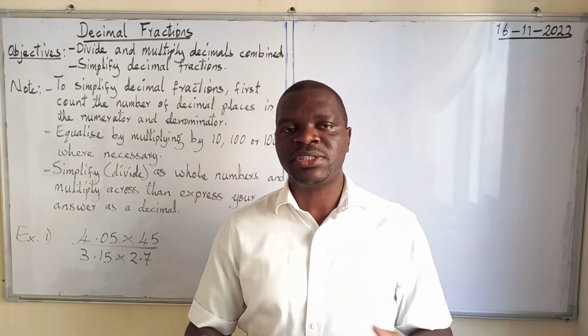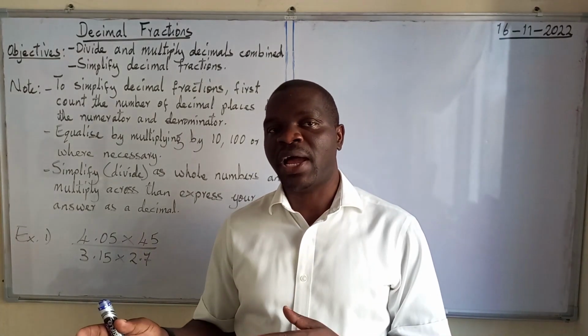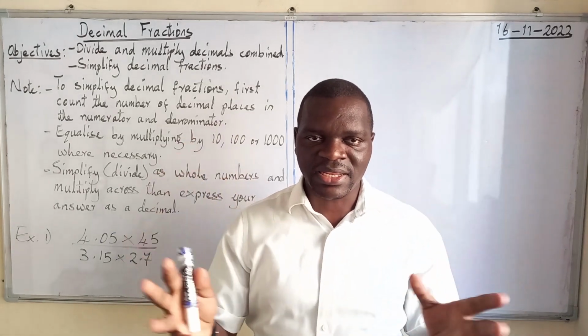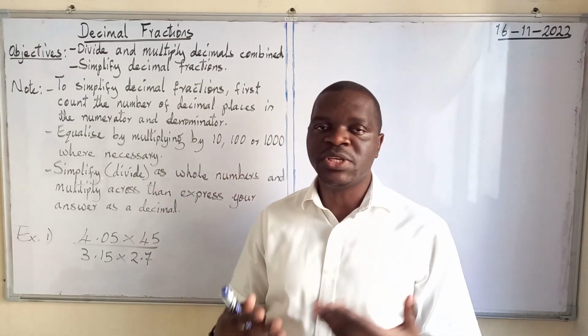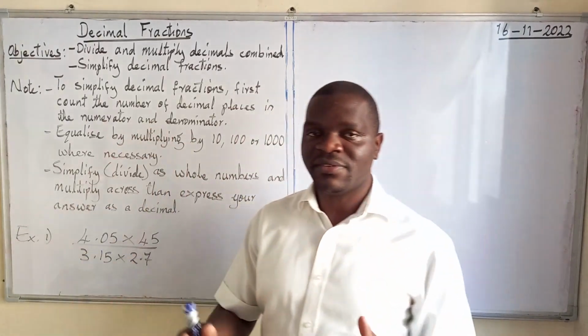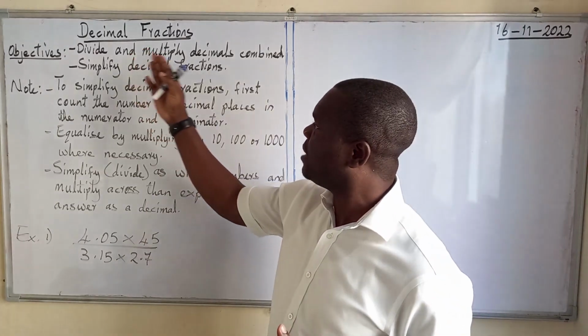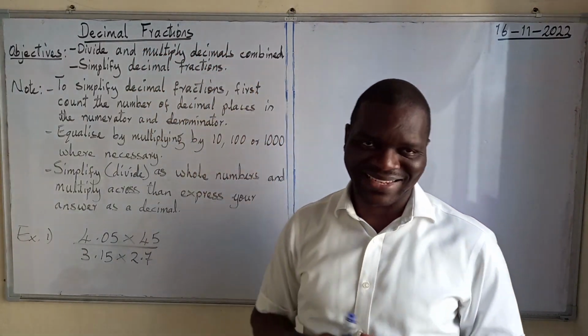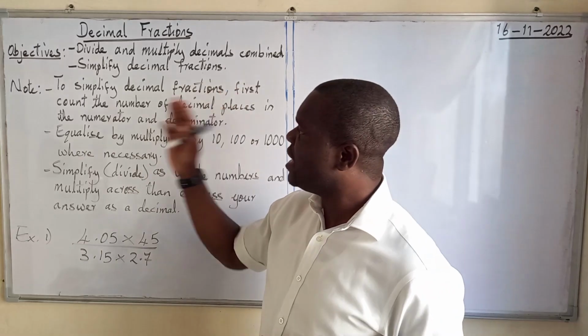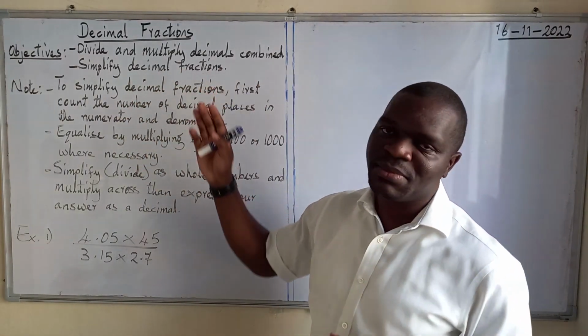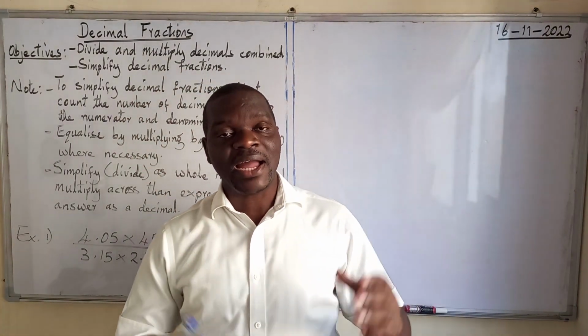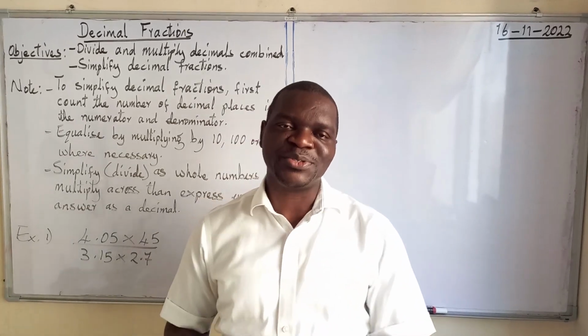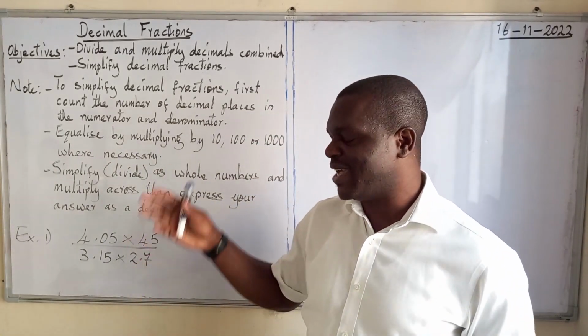These are a combination of decimals multiplied and divided in one problem. How can we solve this? First, by the end of the lesson, we should be able to divide and multiply decimals combined, and equally to be able to simplify decimal fractions. And to do this, there is a procedure to follow, and this procedure is as follows.